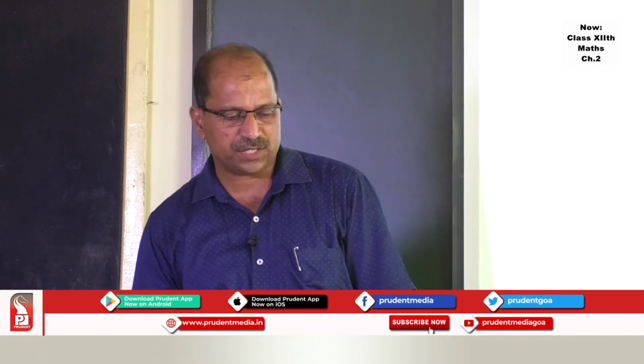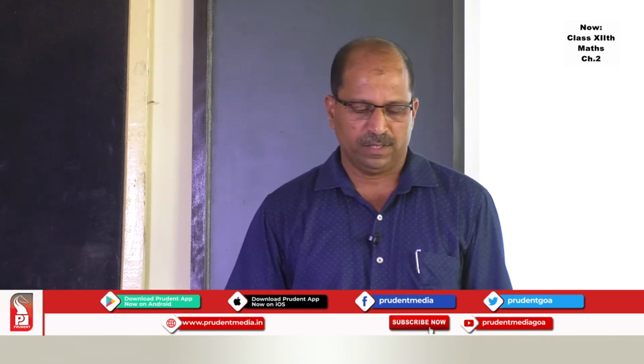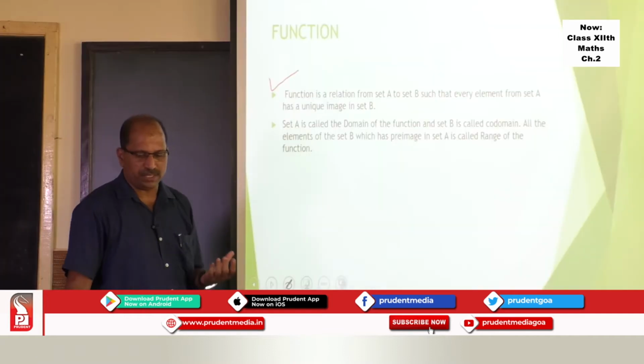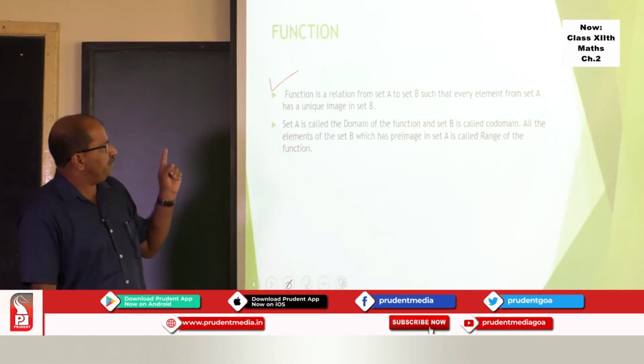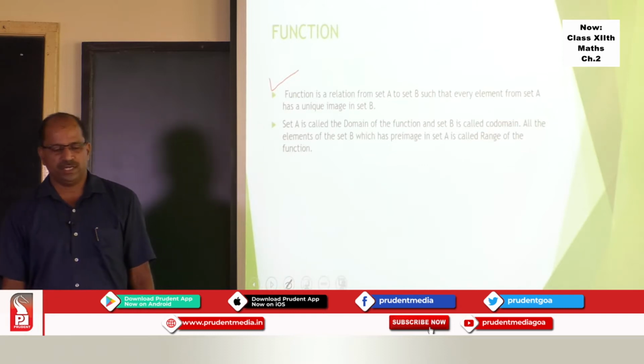Let us start with the definition. In fact, we will recall the definition we studied last year. Function, the first definition here: a function is a relation from set A to set B such that every element from set A has a unique image in set B. I'll repeat, a function is a relation from set A to set B such that every element from set A has a unique image in set B.